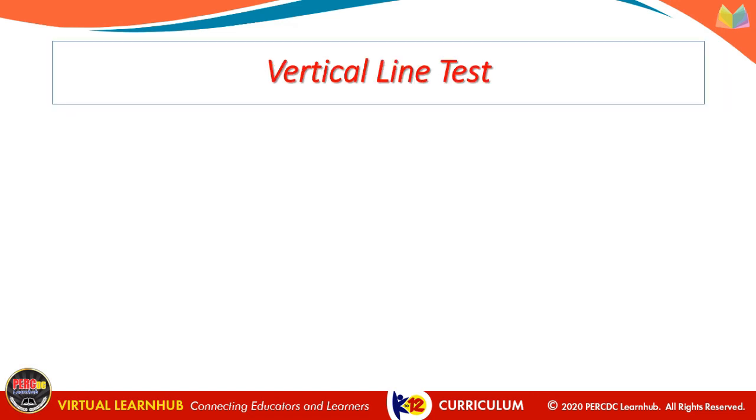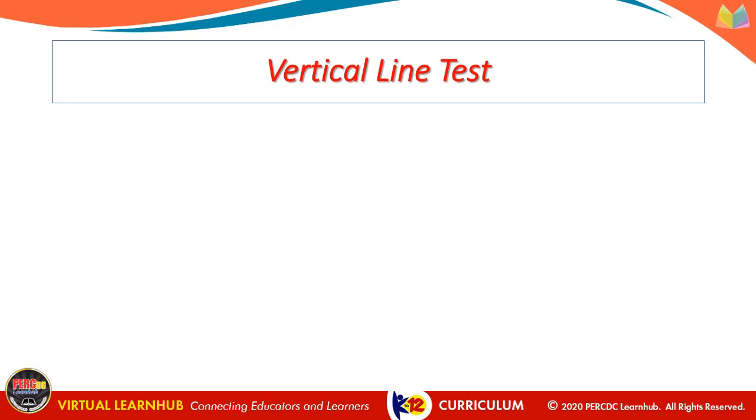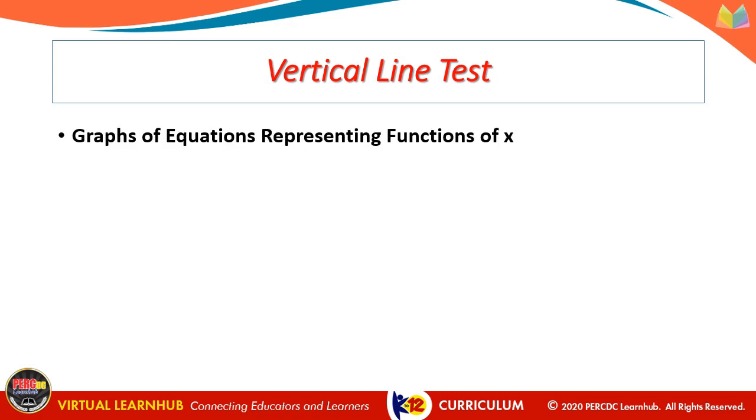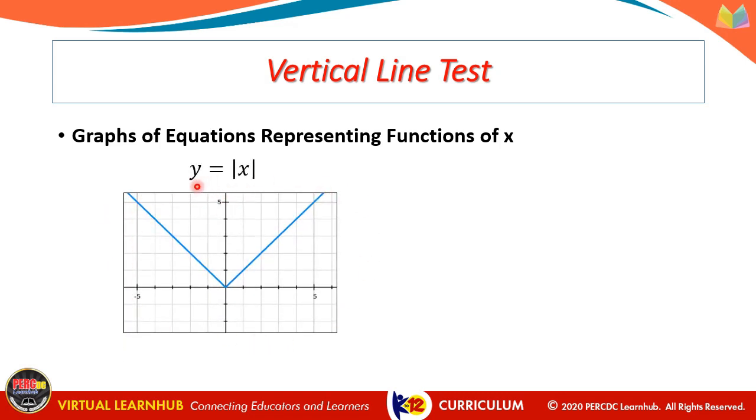Alright. Next, we have the vertical line test. A vertical line test is a visual way to determine if a curve is a graph of a function or not. The curve is a graph of a function if the vertical line intersects the graph at exactly one point only. Let us show some examples of graphs of equations representing functions of x. We have here a graph for y equals absolute value of x. If we are going to draw a vertical line and then move this vertical line from left to right, we can see that the vertical line intersects the curve at only one point at any instant. This is a graph representing a function.